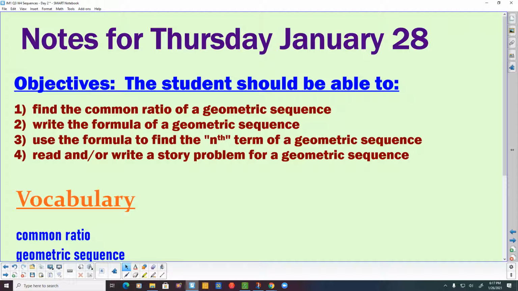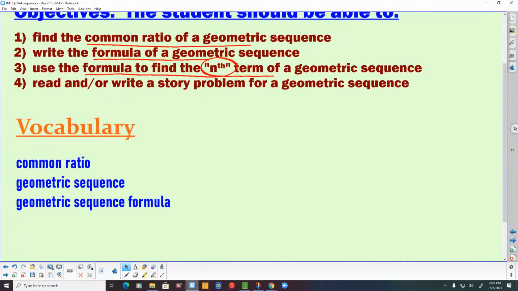The objectives for this lecture are that the students should be able to find the common ratio of a geometric sequence, write the formula of a geometric sequence, use the formula to find the nth term of a geometric sequence, and read or write a story problem about a geometric sequence.